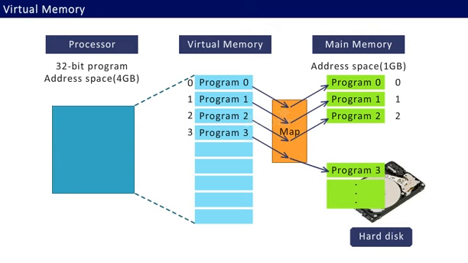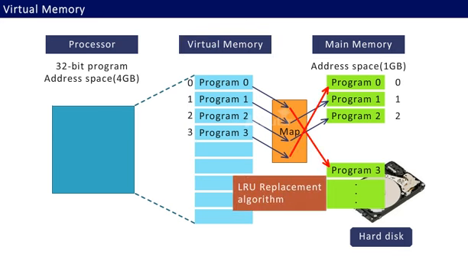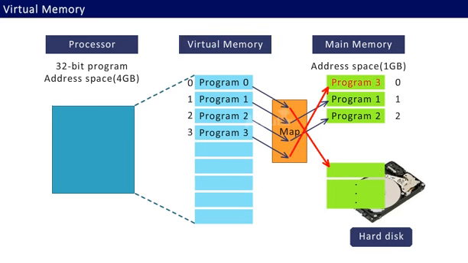In the example, we see that program 3 is stored in the hard disk. Before execution, it has to be brought to the main memory. Because of its flexibility, virtual memory moves a new segment of a program into a full memory and replaces it with another segment already in the memory by using the LRU replacement algorithm. So, program 0 is replaced with program 3, since program 0 is the least recently used.